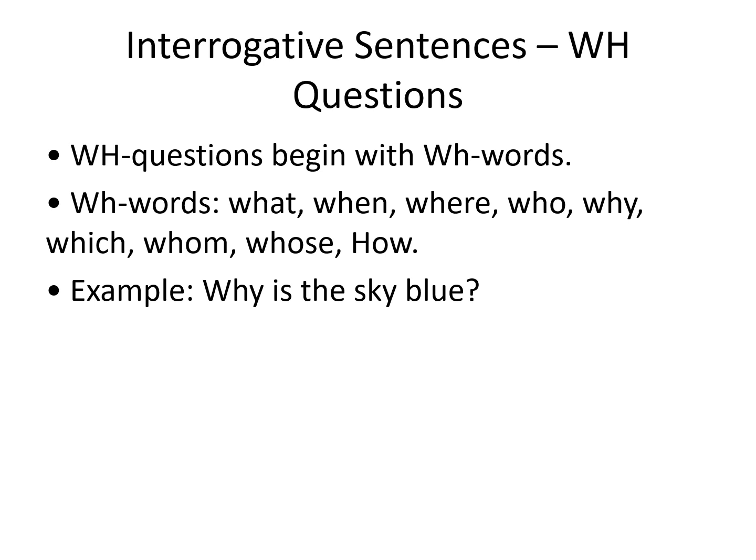First, interrogative sentences using WH questions. WH questions begin with WH words. So what are WH words? These are what, when, where, who, why, which, whom, whose and how. We use these words at the start of the sentence. For example, why is the sky blue?